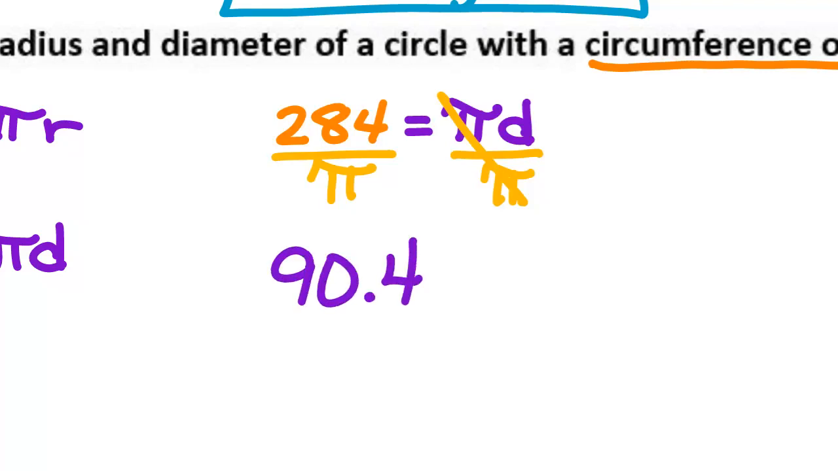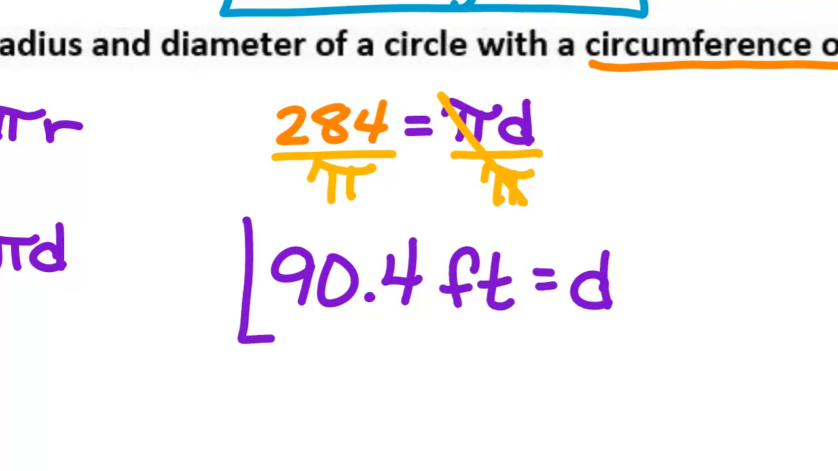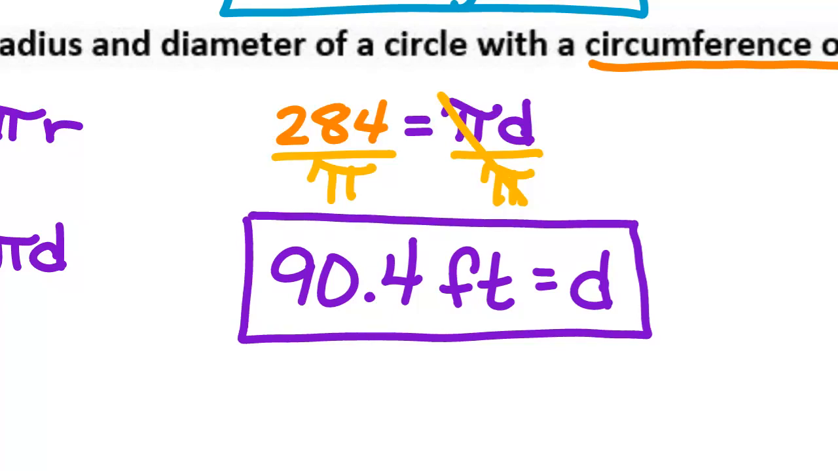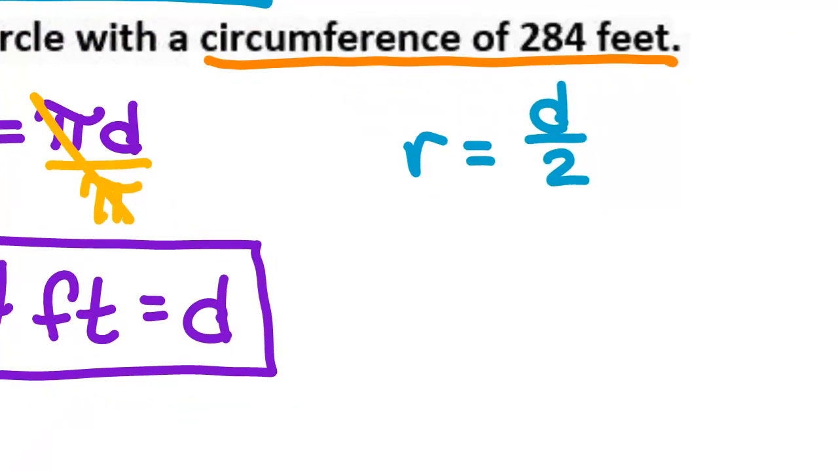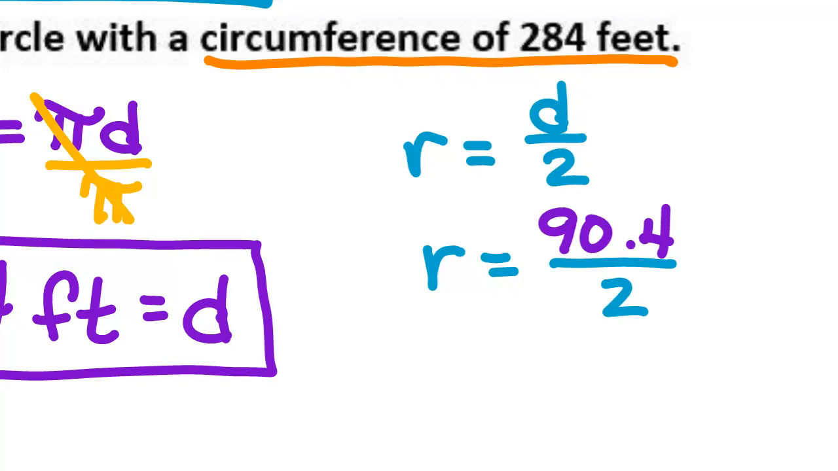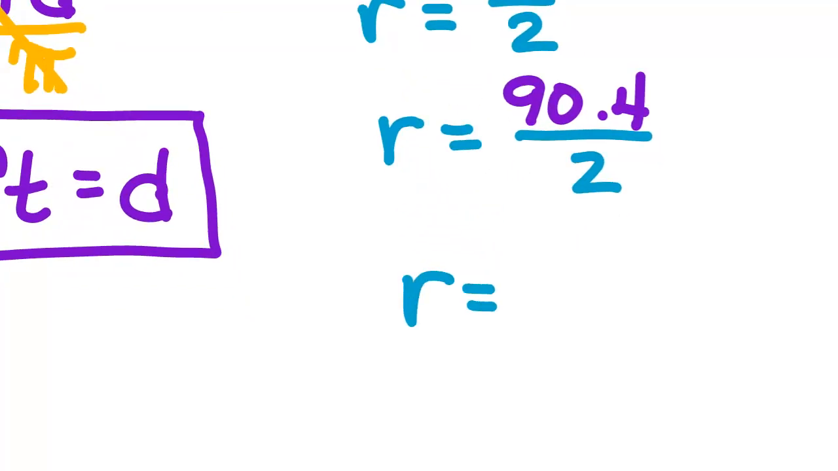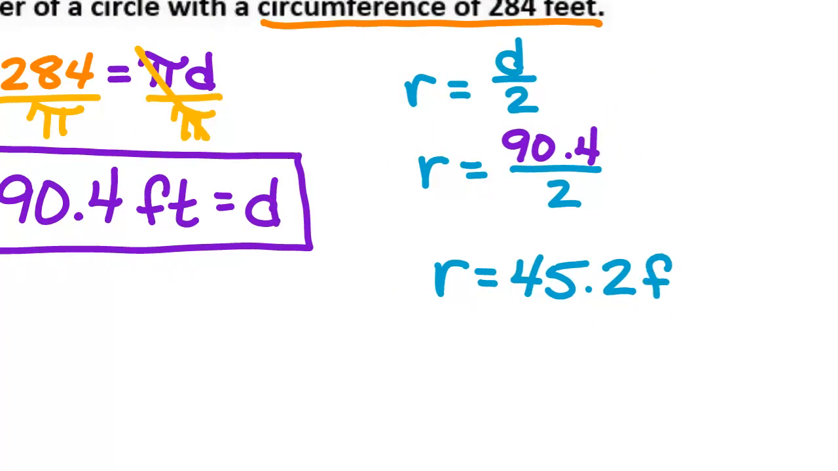90.4, and then it's got a bunch of zeros, right? So we're totally fine with just 90.4. Should we put units with that? Feet. So 90.4 feet is equal to my diameter, and then my radius is half the diameter, divided by 2. So I would have 90.4 divided by 2, which would give me what? 45.2. So the radius is 45.2 feet.